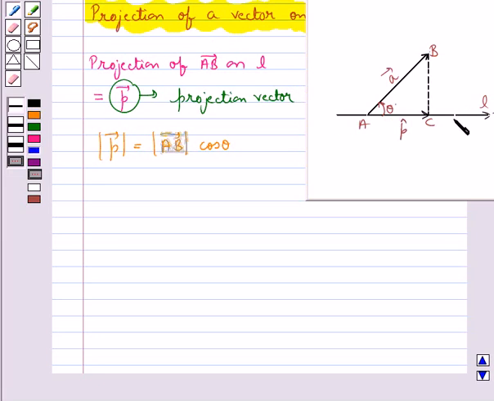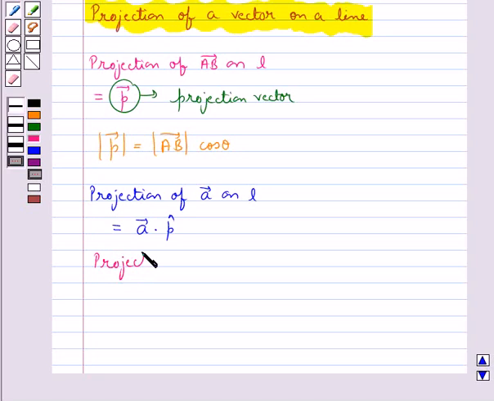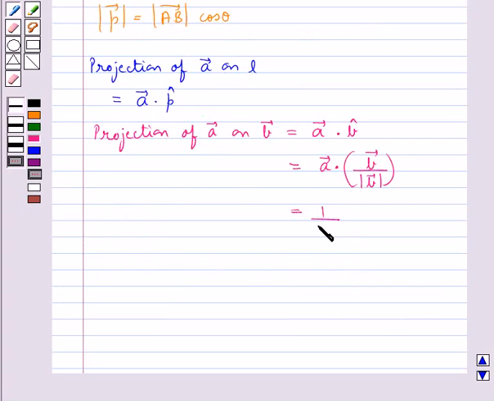If p cap is a unit vector along a line L, then projection of vector A on line L is given by vector A dot p cap. Also, projection of vector A on vector B is given by vector A dot b cap, which is also equal to vector A dot vector B upon magnitude of vector B. That is equal to 1 upon magnitude of vector B into vector A dot vector B.